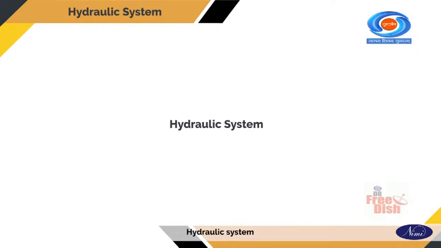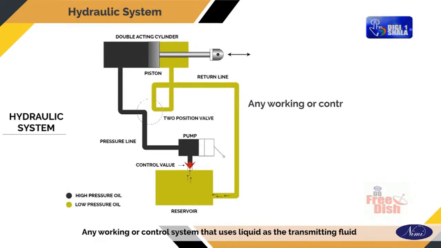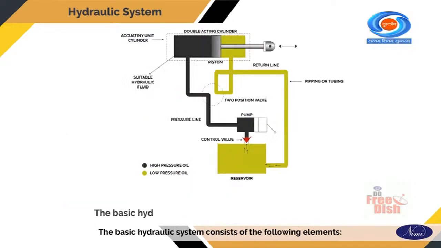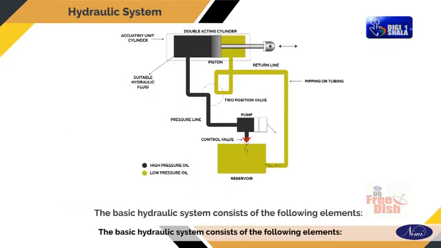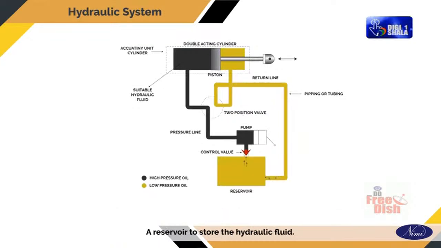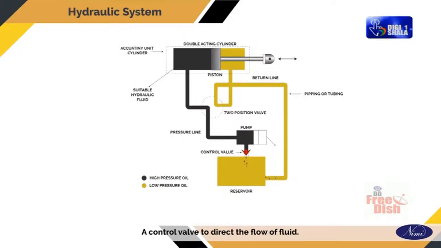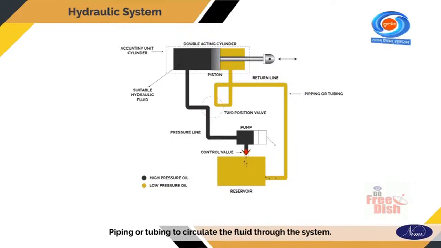Hydraulic system. Any working or control system that uses liquid as the transmitting fluid is known as hydraulic system. The basic hydraulic system consists of the following elements: a reservoir to store the hydraulic fluid, a pump to provide fluid pressure to the system, a control valve to direct the flow of fluid, an actuating unit such as a cylinder, a suitable hydraulic fluid, piping or tubing to circulate the fluid through the system.